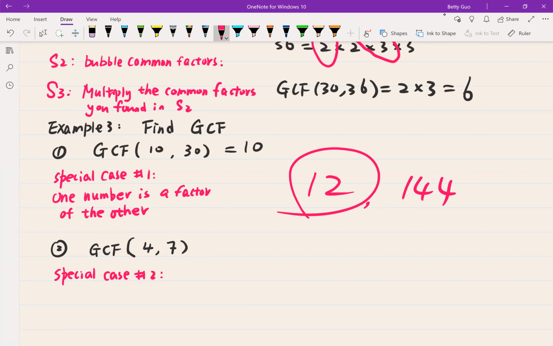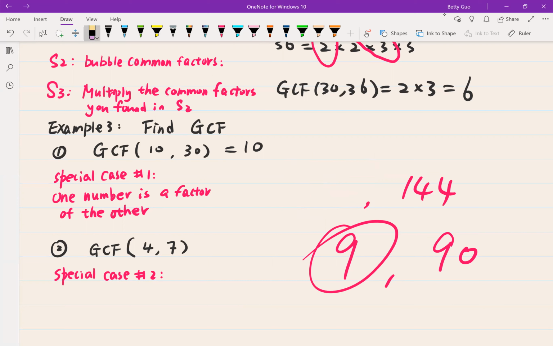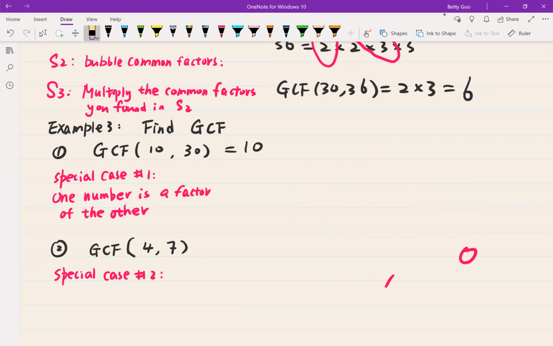For another example, 9 and 90. 9 is a factor of 90. 90 is a multiple of 9. It is special case number 1. So the GCF is the smaller number. It's pretty convenient if you know this fact.